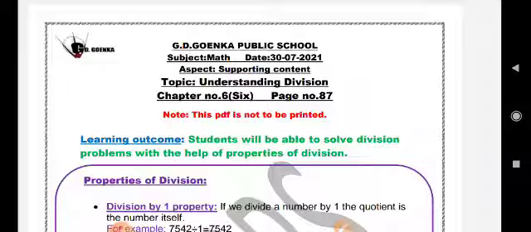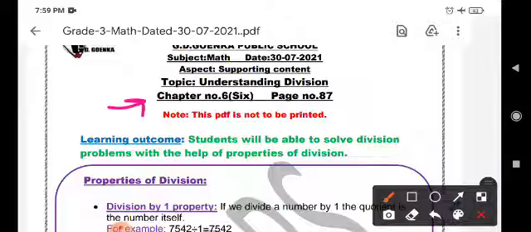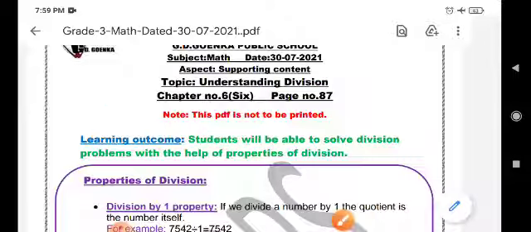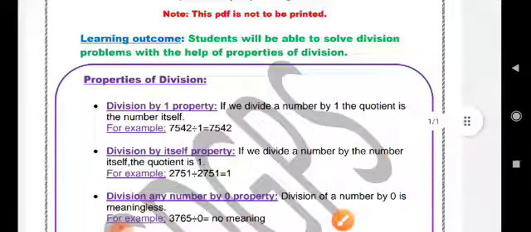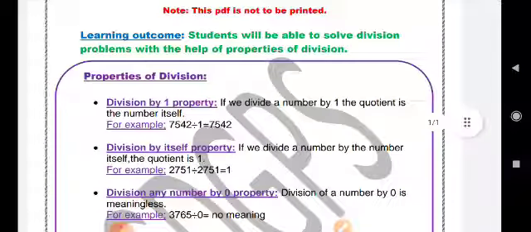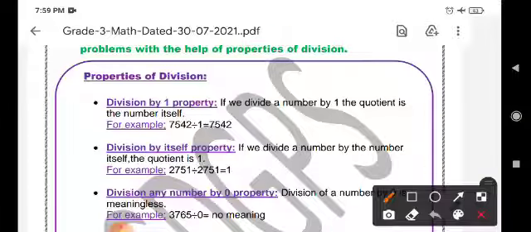Dear students, today the topic of our class is understanding division. That is chapter number 6 and you can find that on page number 87. Dear Goenkans, today you will be able to solve division problems with the help of properties of division. Yes, we are going to learn properties of division today.